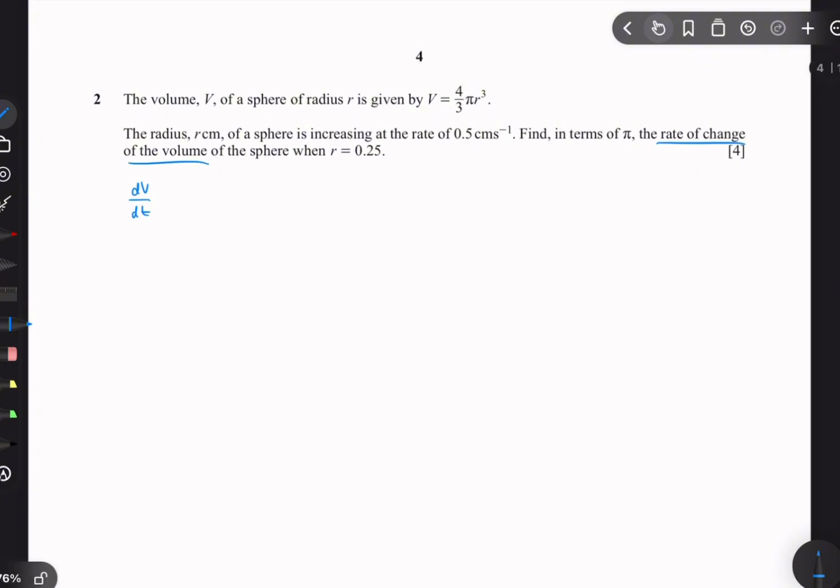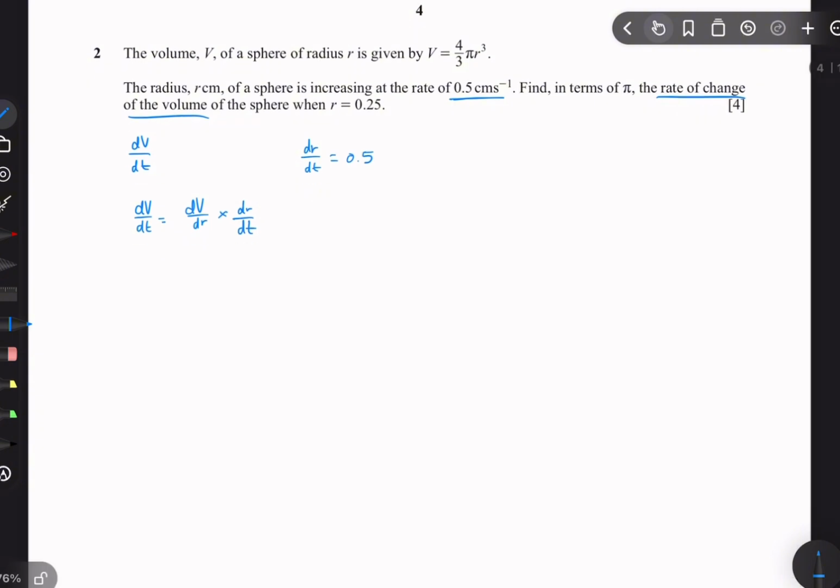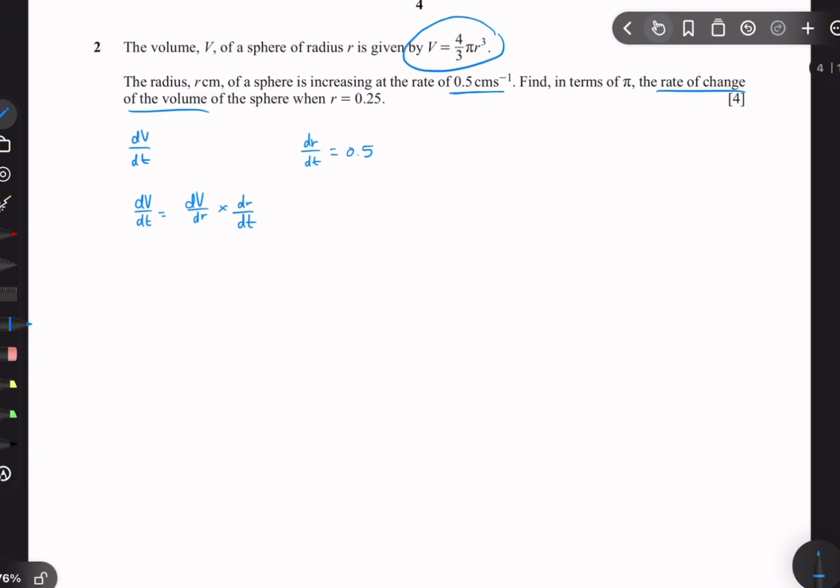And then from the question, we also know that the radius of the sphere is increasing at this rate. So this will be dr over dt is equal to 0.5. And then we can create an equation from these two. So dV over dt is equal to dV over dr times dr over dt. And then we can find dV over dr by differentiating this equation.